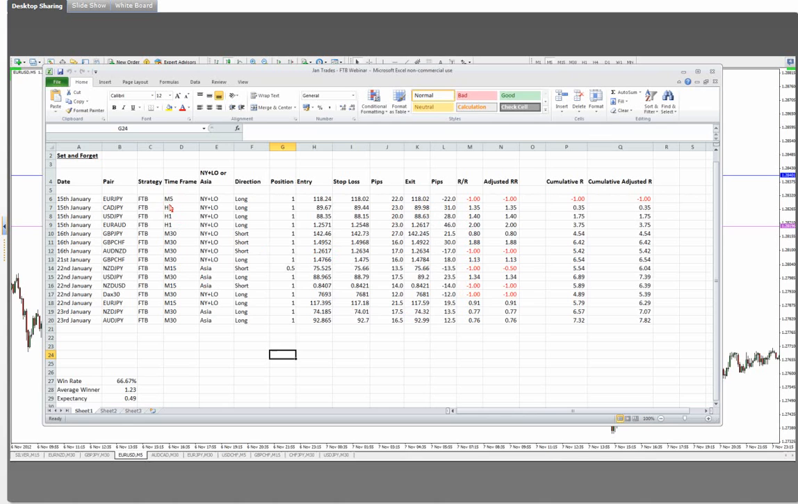of time frames, pairs, trade frequency. You see the average R for these. Okay, this is obviously a very small sample, so it's not a reliable sample, but it's just to give an idea of the last couple of weeks. And this, I would say, is a general standard month, 66% win rate. That's about right for my long-term average, 1.23R, and expectancy per trade of 0.49.